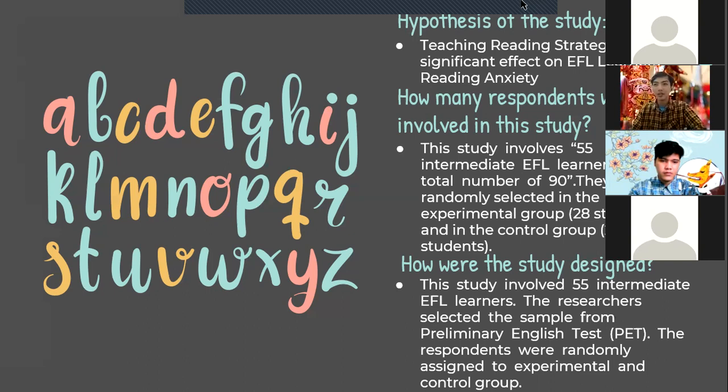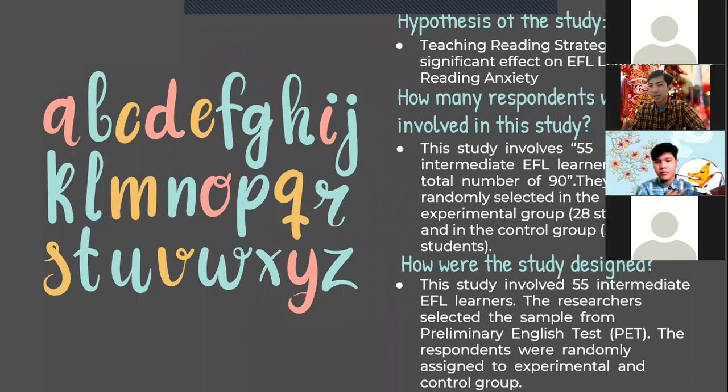And then how many respondents were involved in this study? The researchers used 55 intermediate EFL learners among a total of 90. They were randomly selected into the experimental group, 28 students, and the control group, 27 students.